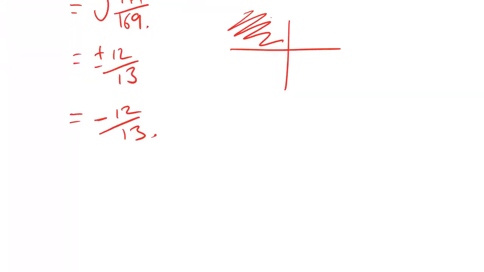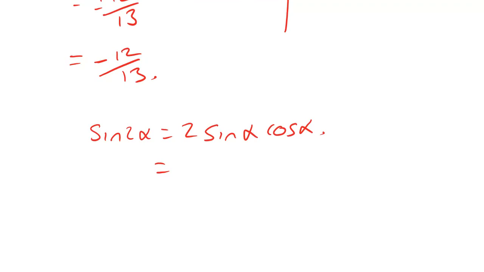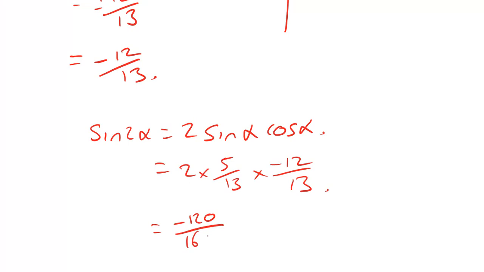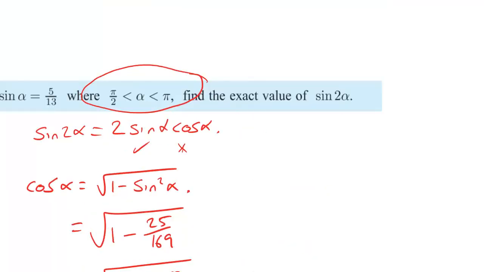So from here, we've got all the things we need to work out the question. If you remember, sine of 2 alpha is going to be 2 sine alpha cosine alpha. We've got this stuff, as I say, that's going to be 2 times 5 over 13 multiplied by minus 12 over 13, and that will come out at minus 120 over 169.